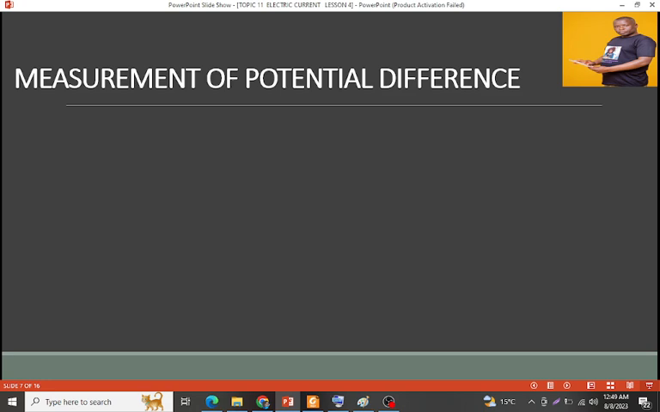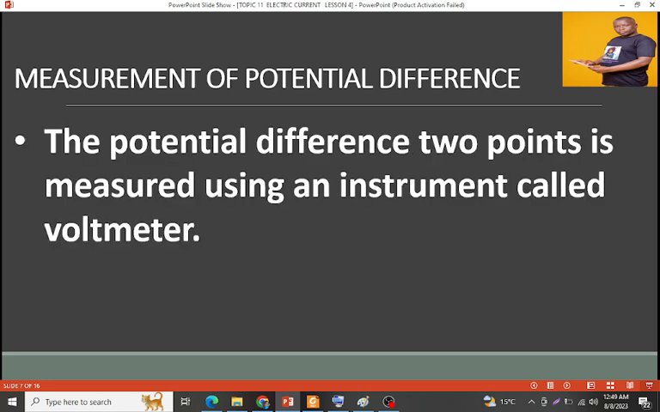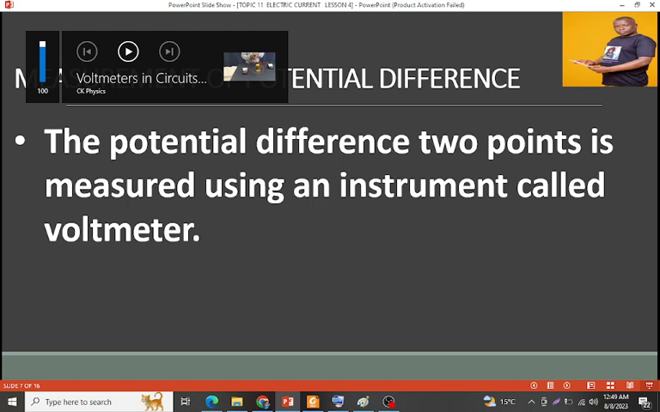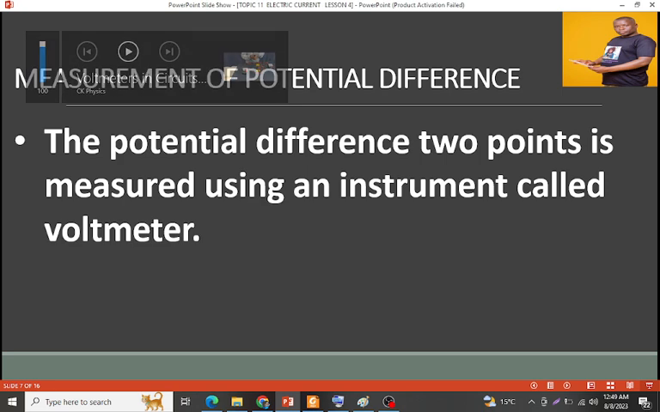How do we measure voltage in a circuit? To measure voltage in a circuit, we need an instrument called a voltmeter. So we are saying the potential difference or voltage between 2 points, this should be between 2 points, is measured using an instrument called a voltmeter.